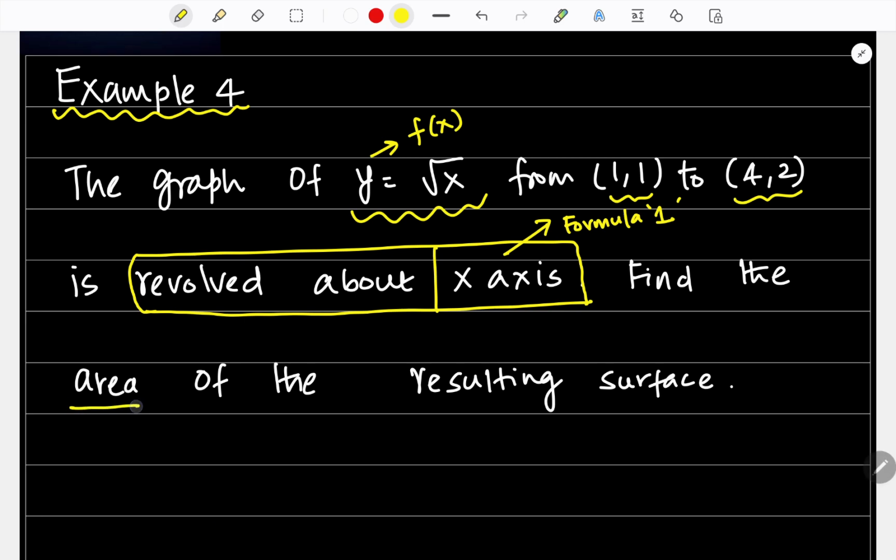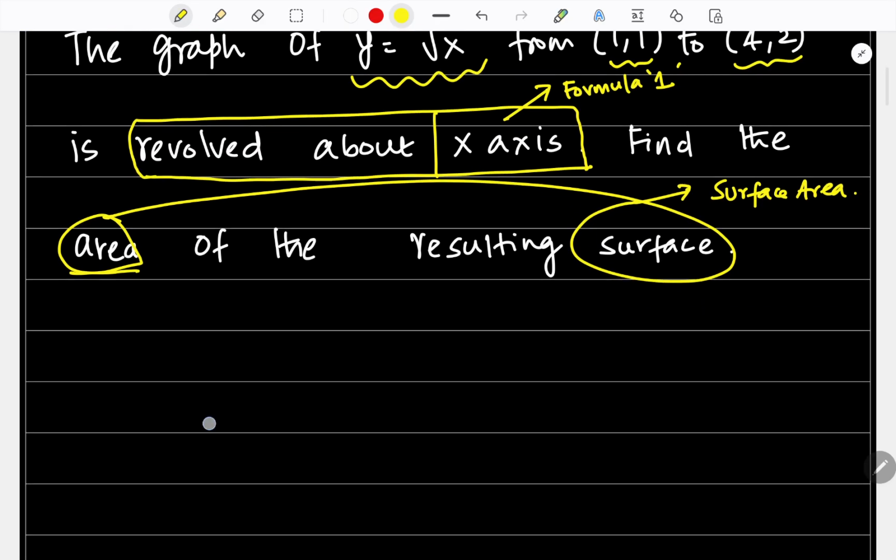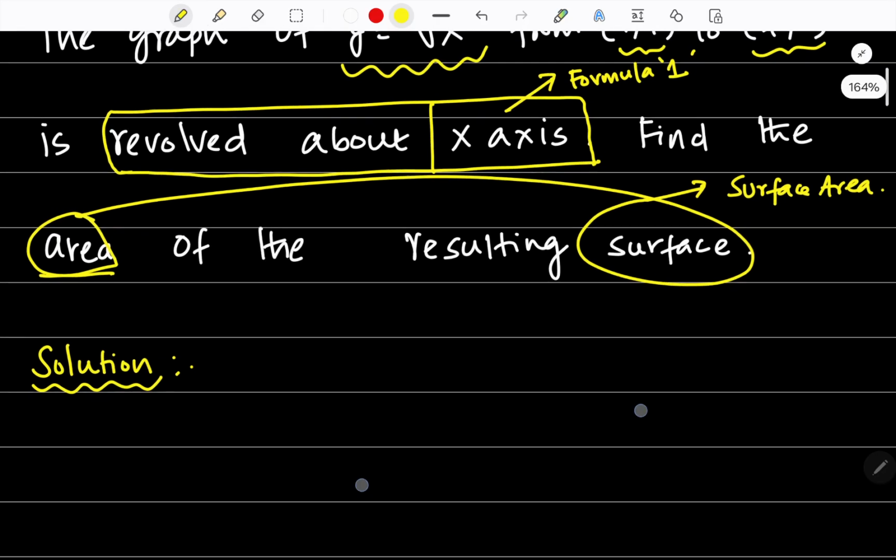The question is: find the area. Teacher, it's the same as 6.1? No, this is the area of the surface, so it is going to become your surface area. Keep that in mind. So let's go to the solution.